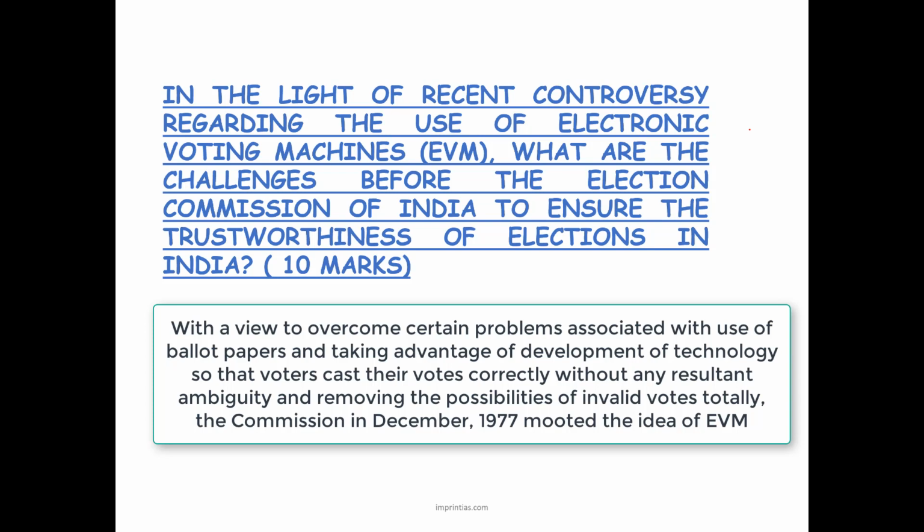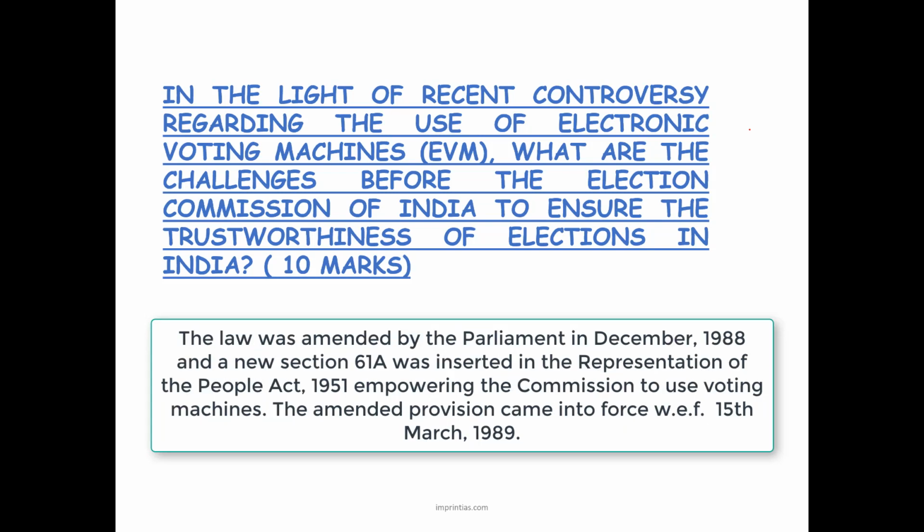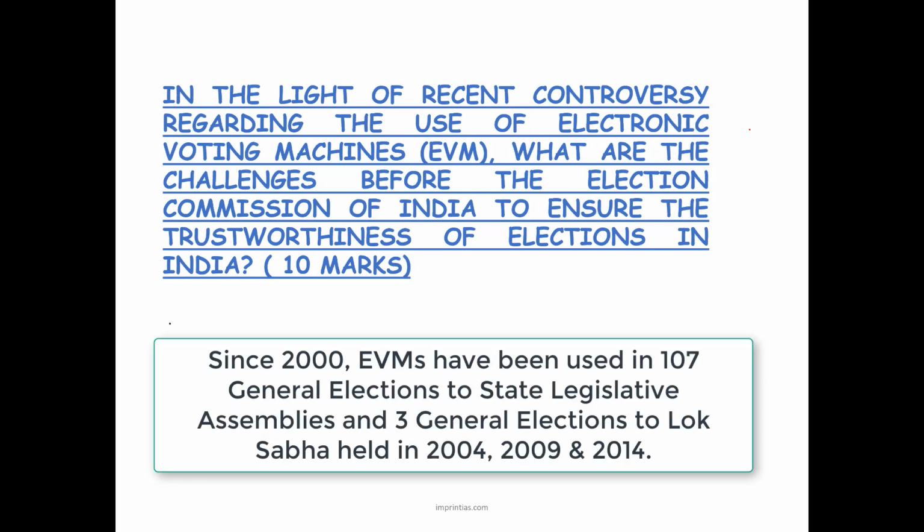The Election Commission in December 1977 mooted the idea of EVMs, and the law was amended by Parliament in December 1988, and a new section 61A of the Representation of People Act 1951 empowered the commission, that is the Election Commission, to use voting machines. And the amended provision came in March of 1989. Since 2000, EVMs have been used in 107 general elections to state assemblies and 3 general elections to Lok Sabha, that is 2004, 2009 and 2014.